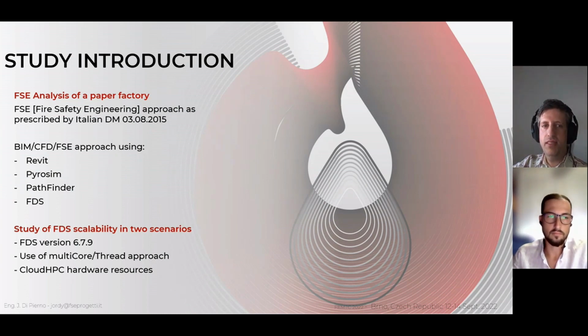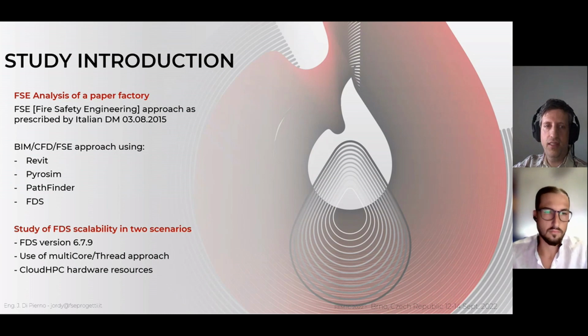using a BIM CFD FSE approach, so using several technologies at the same time, among which it's worthwhile mentioning Revit for the BIM generation, PyroSim and Pathfinder used in order to set up the CFD analysis, and FDS, which is obviously the solver which is going to be used.